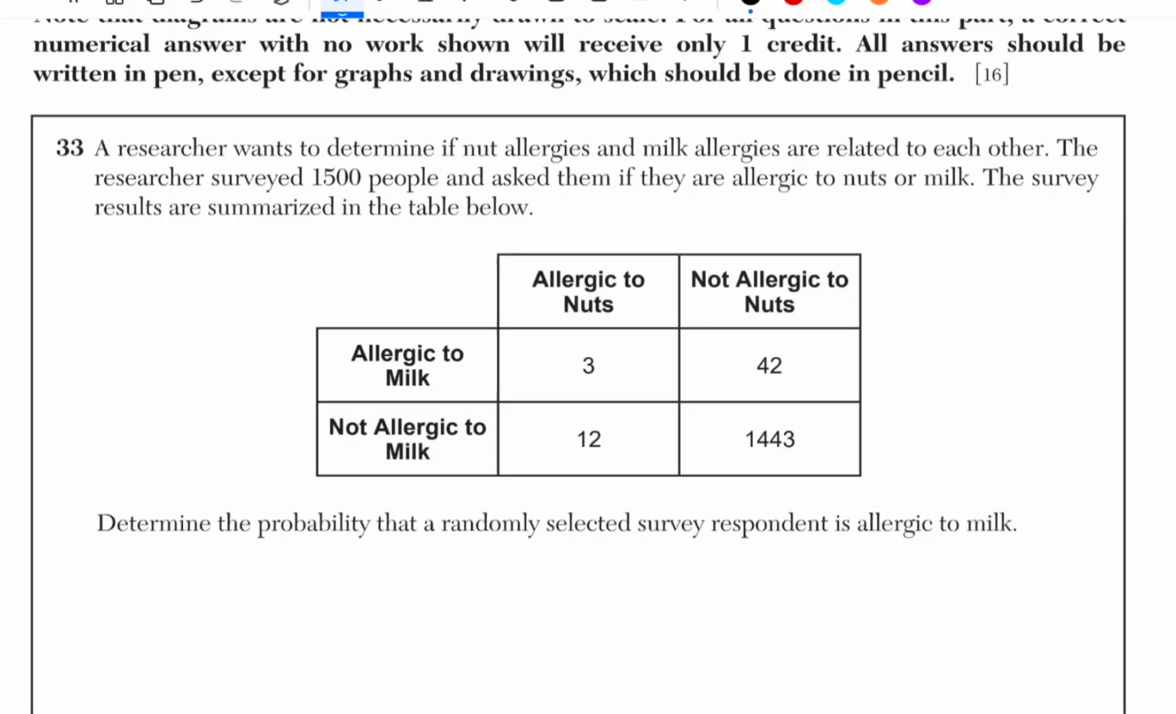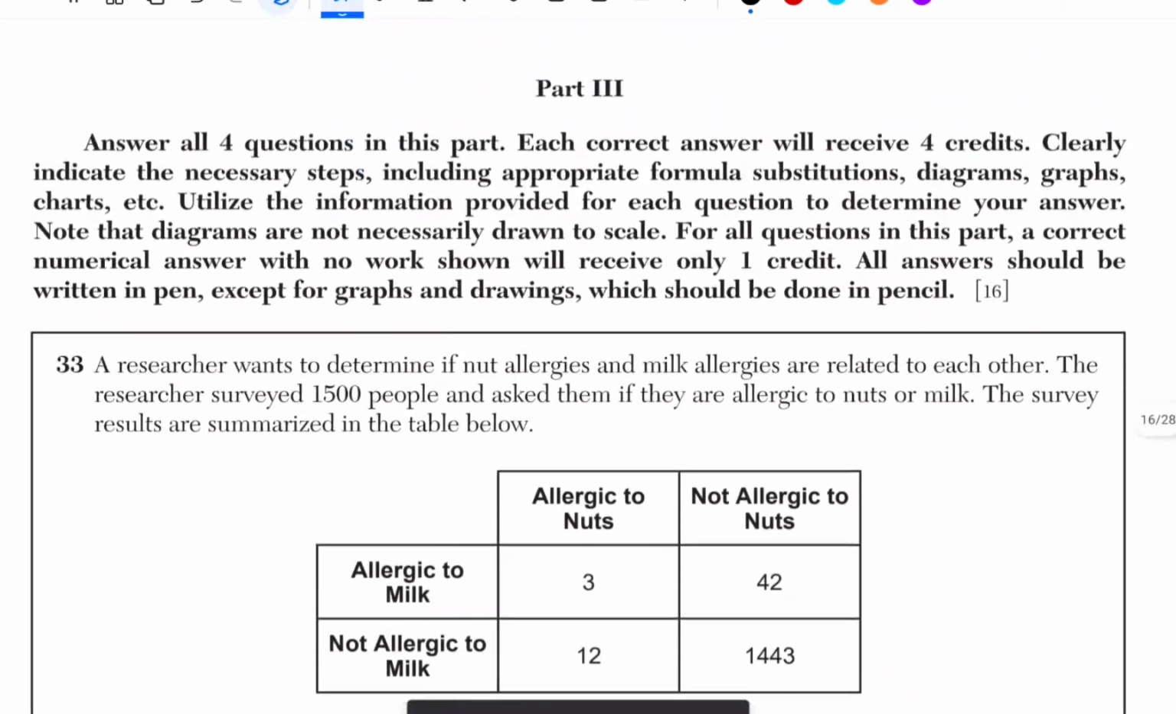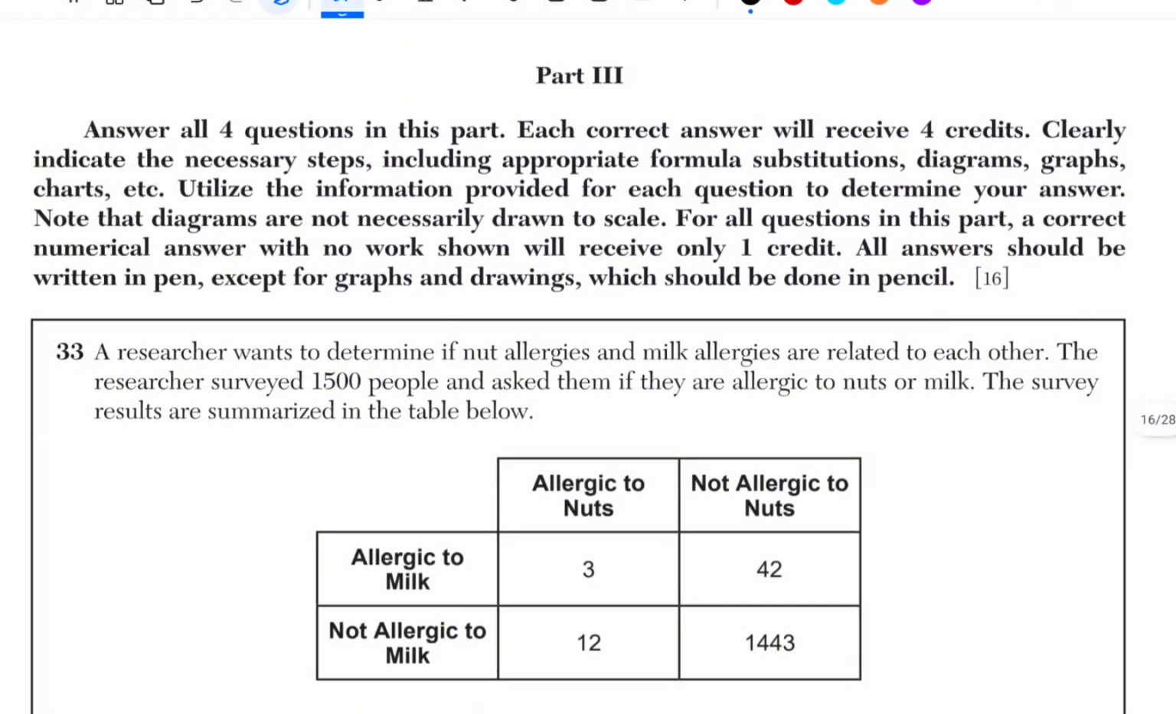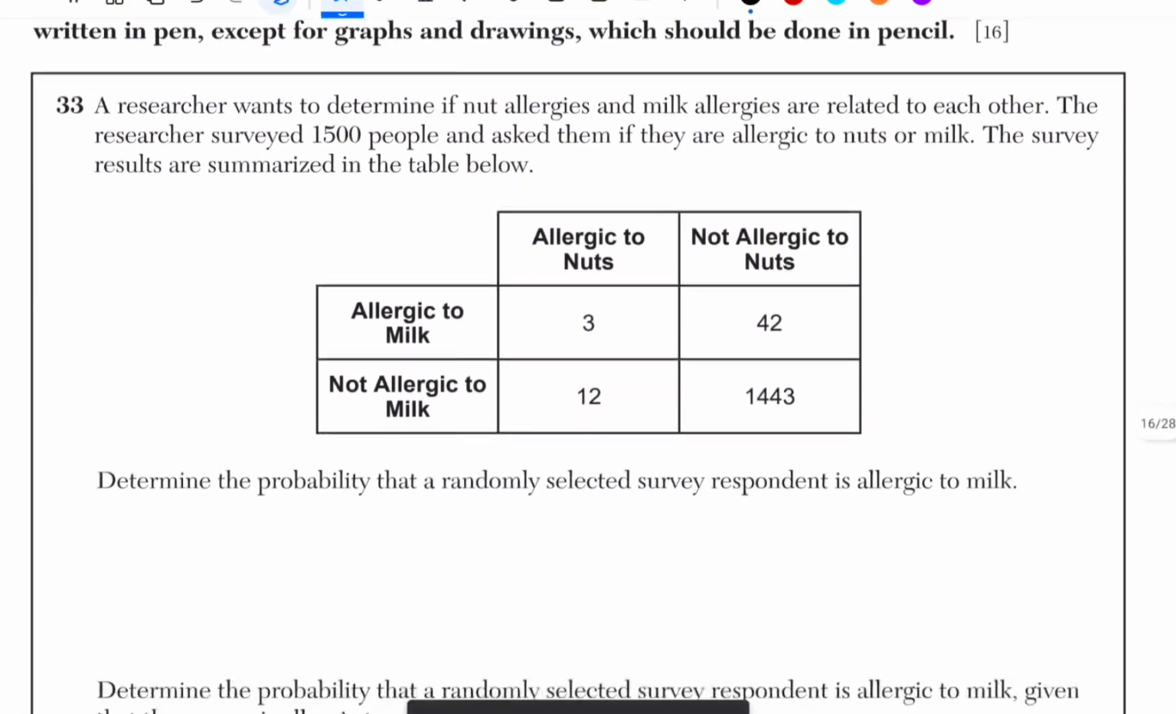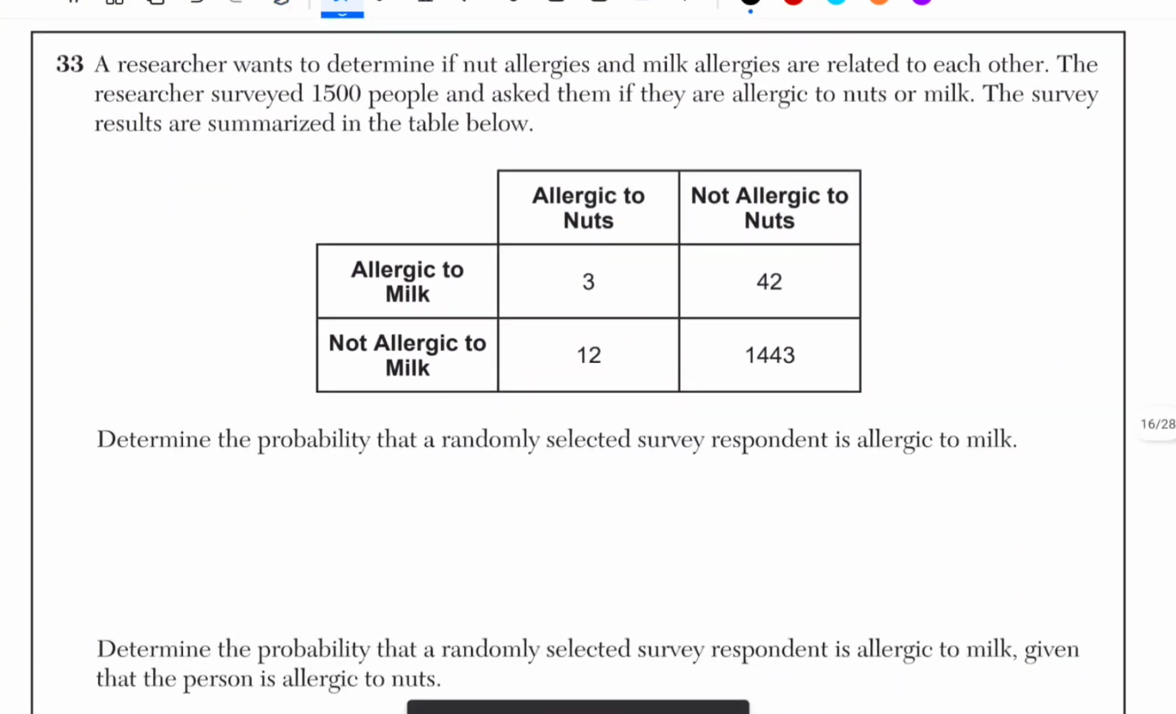So now we are in question number 33, and we have entered section 3 of the exam. In section 3 of the exam, all questions will be worth 4 points. So this first question, number 33, says, a researcher wants to determine if nut allergies and milk allergies are related to each other. The researcher surveyed 1,500 people and asked them if they are allergic to nuts or milk. The survey results are summarized in the table below. Part 1 says, determine the probability that a randomly selected survey respondent is allergic to milk.